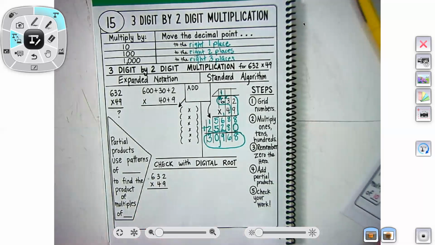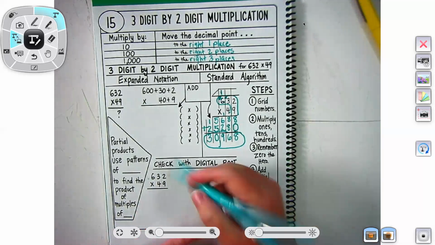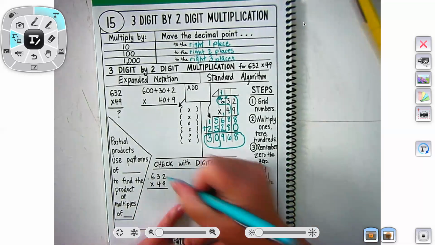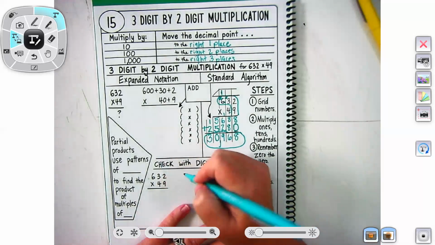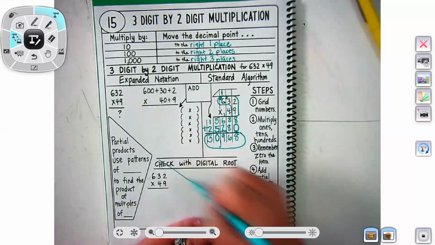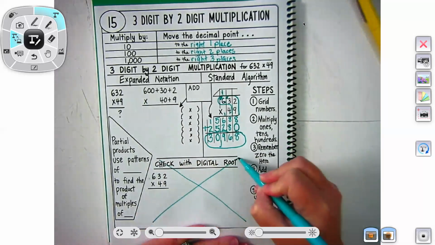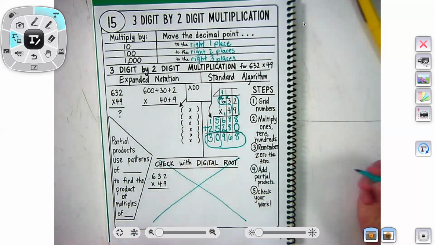All right, so how we check this problem, we can check this problem by division, or we can check it with what they call a digital root, okay? Now, we are not going to check with the digital root because that is very confusing, boys and girls, and so I am not going to show you how to check with the digital root. We will work on that later, okay?